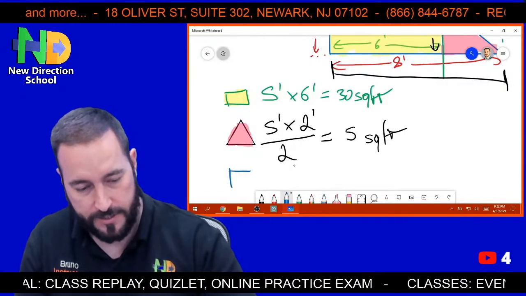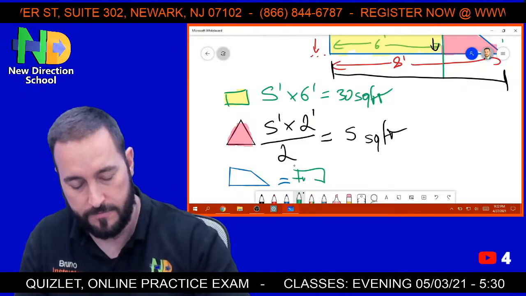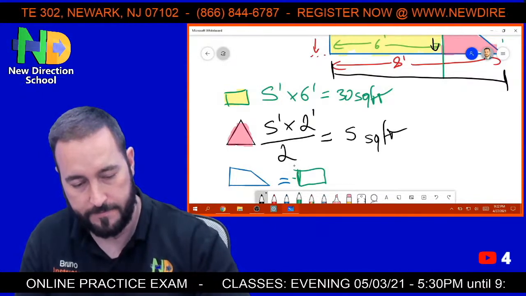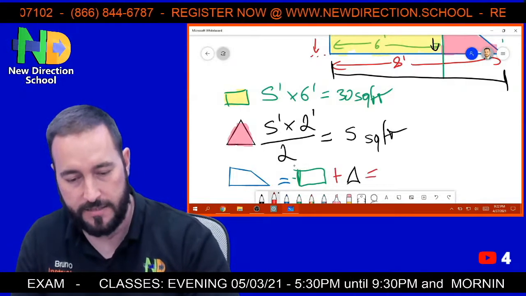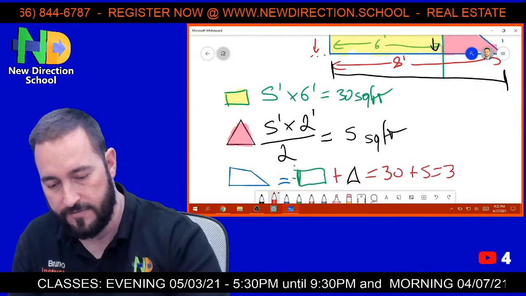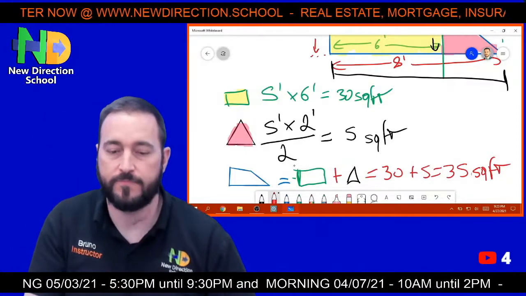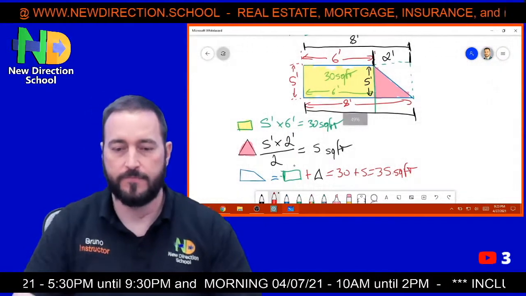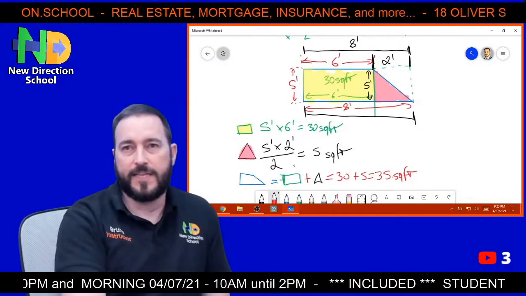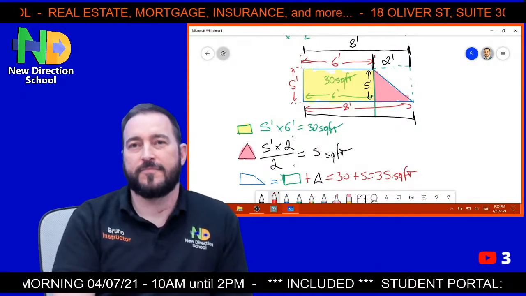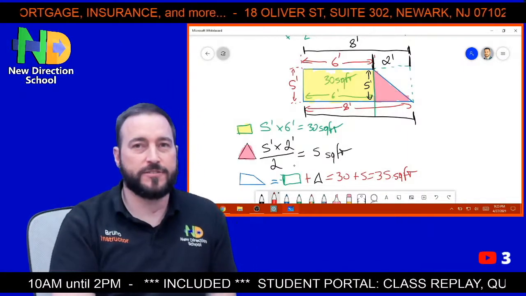So the trapezoid area equals the rectangle square footage plus the triangle square footage. And that is 30 plus 5, 35 square feet. Okay? So what is the total area in this example? 35 square feet. Any questions? And very slow on this one. So, but if you have questions, please do ask. No questions?